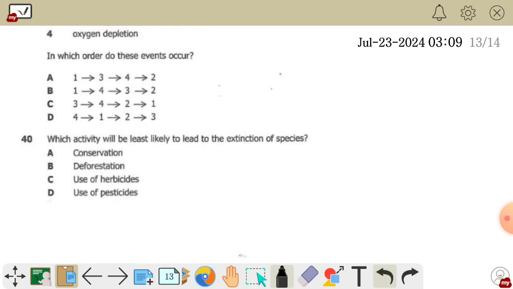Question 40. Which activity will be least likely to lead to the extinction of species? So the activity which will not lead to extinction of species is conservation. If you conserve certain species, they will be preserved, but deforestation and the use of herbicide and pesticide kill organisms and species, but conservation will preserve.